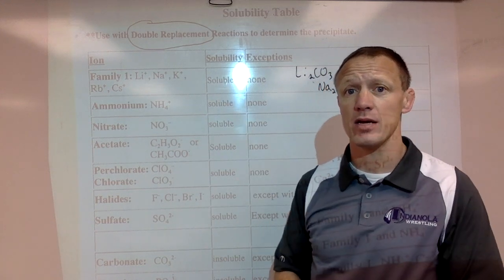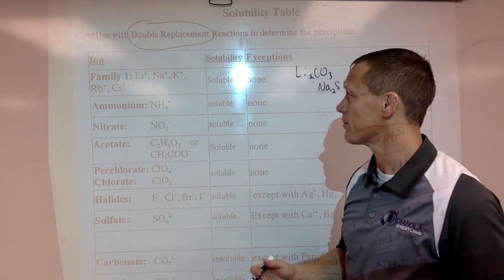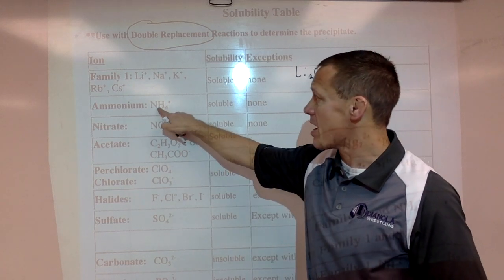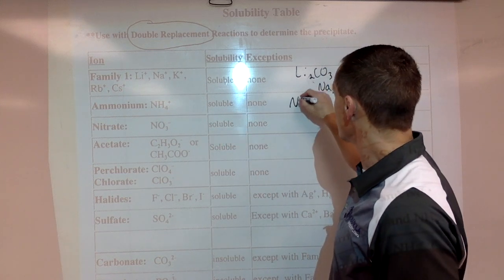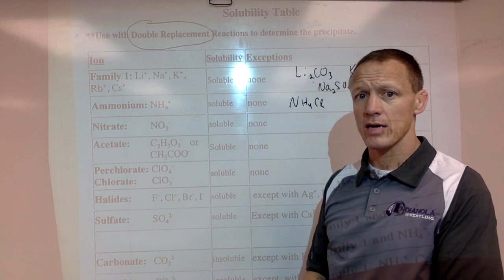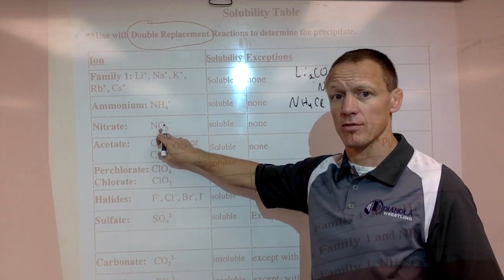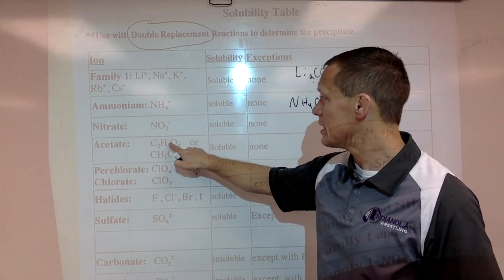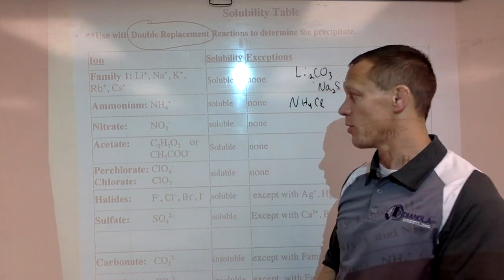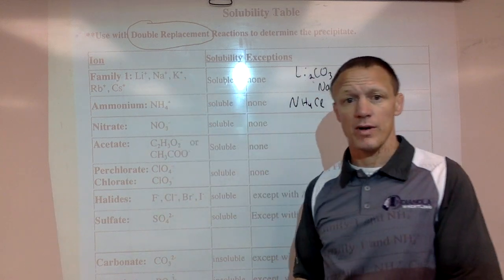Things that are soluble will never be a precipitate in a double replacement reaction. You're always looking for the insoluble thing. If you see this ion in a compound, so like NH4Cl, if you see ammonium in that compound, it's always soluble. If you see NO3 in a compound, it's always soluble. Okay? And if you see the acetate ion, it's always soluble. Okay? So these things up here are always soluble, no matter what they're with.